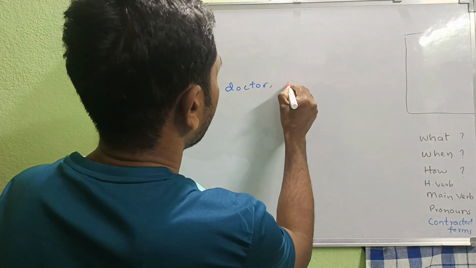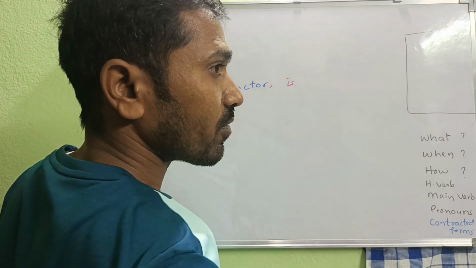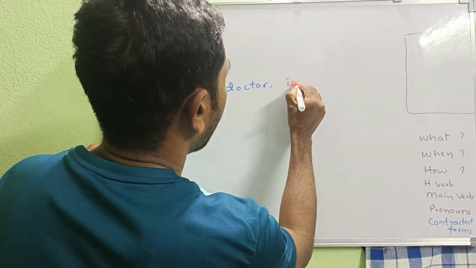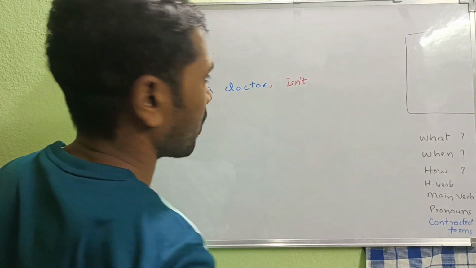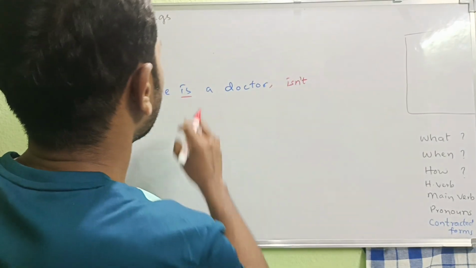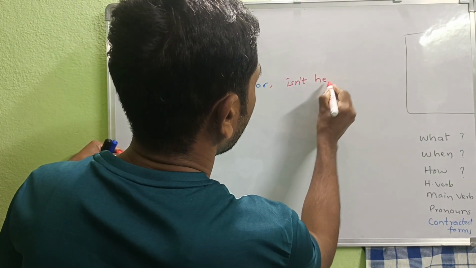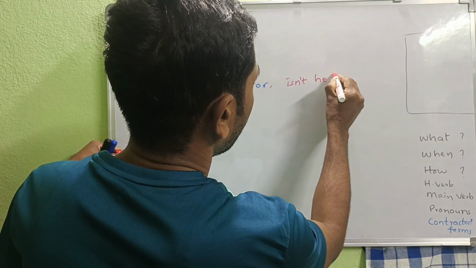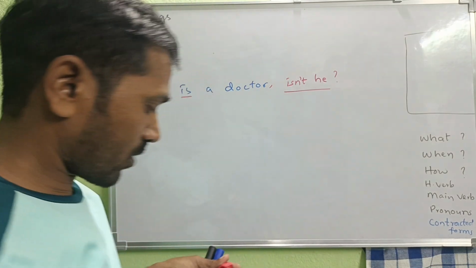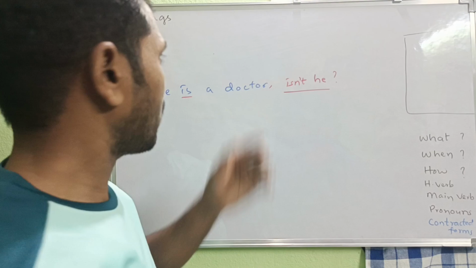What is the helping verb? First, you need to take the helping verb. Next, we have to check whether the statement is positive or negative. If the statement is positive, then what do we have to do? We have to add only an apostrophe t to the helping verb which is present in the sentence. Next, you will have to add only the pronoun of the subject. Then you need to add the question tag. These are the four steps we need to follow when we want to add a question tag.